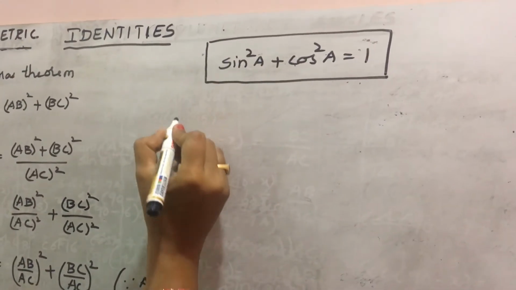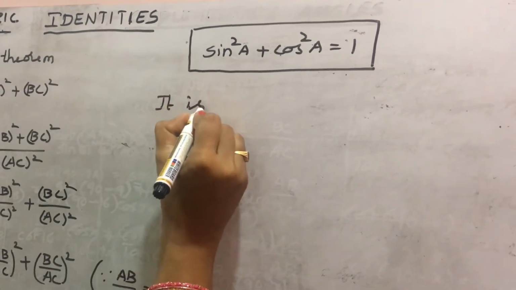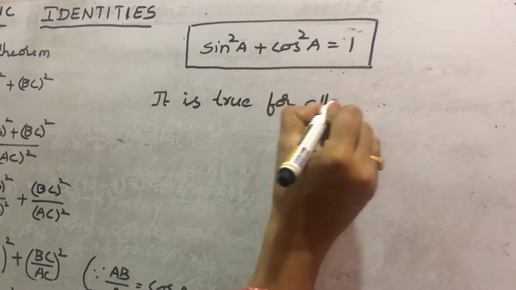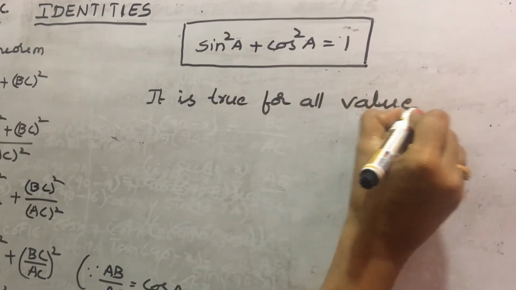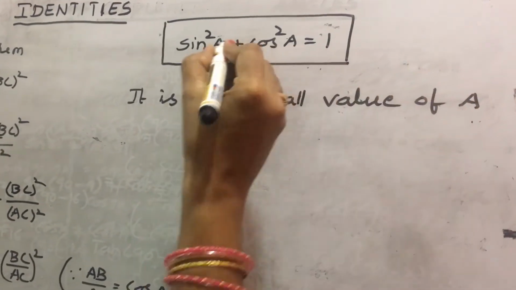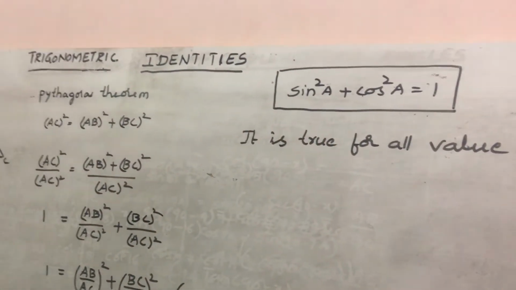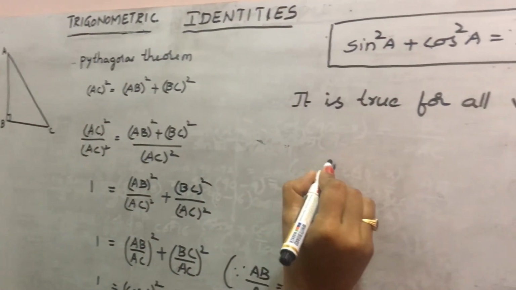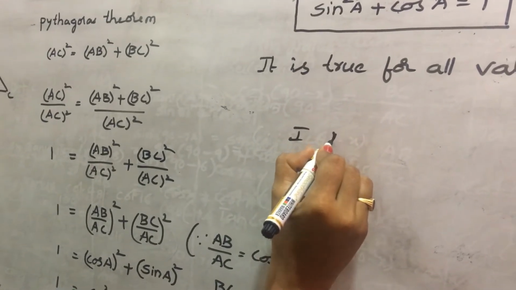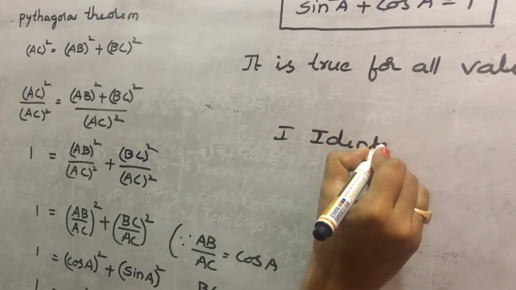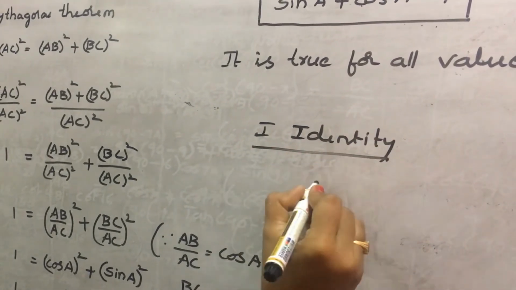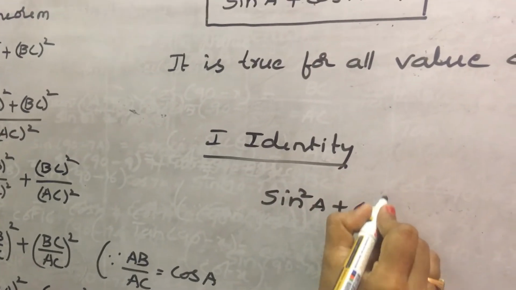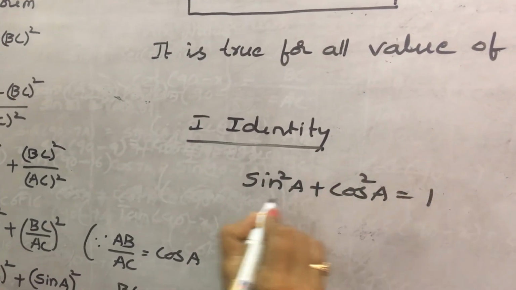This is true for all values of A. That's why it is known as trigonometrical identity. This is the first identity. What is the first trigonometrical identity? First trigonometrical identity is sin square A plus cos square A is equal to 1.